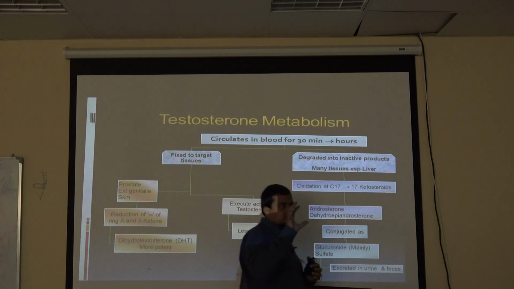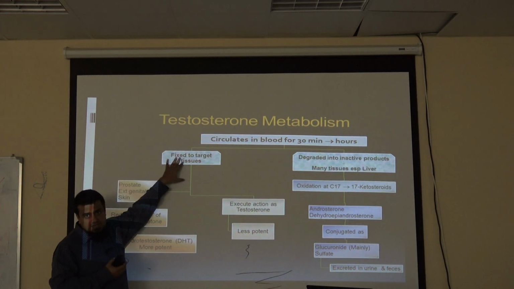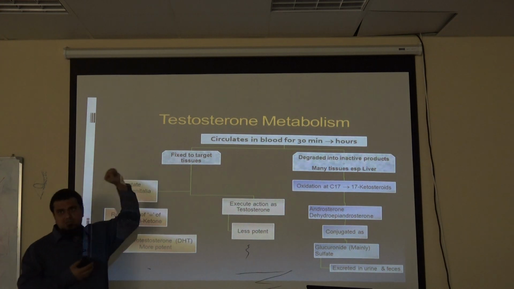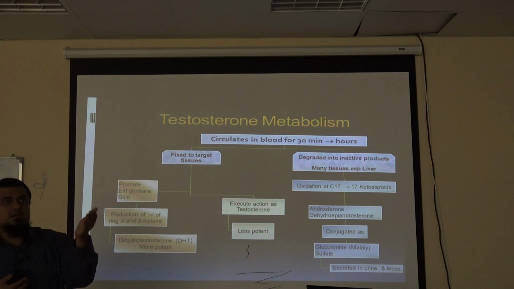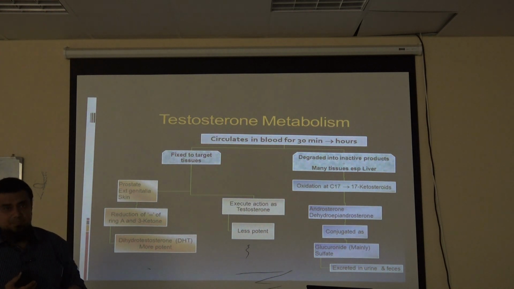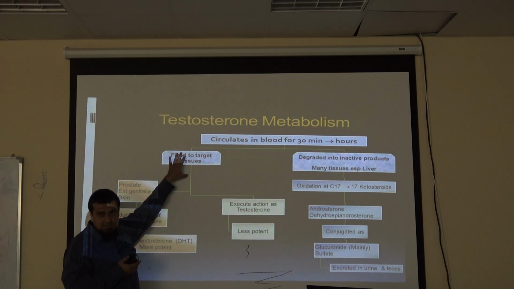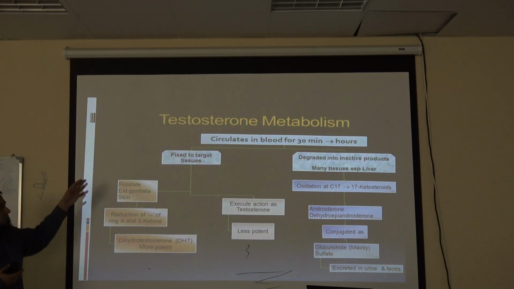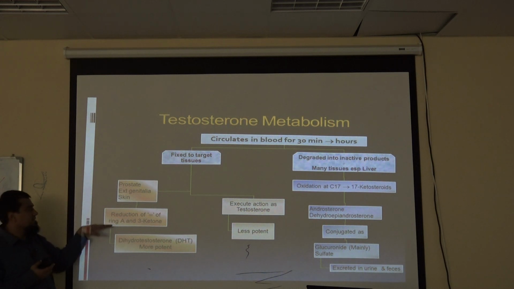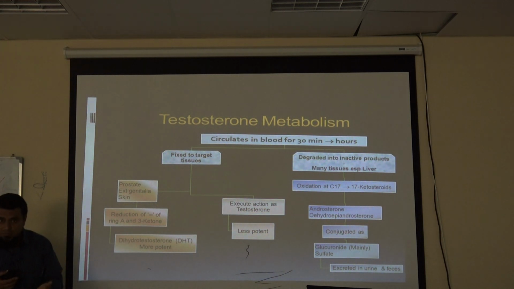Now, after they bind to the target tissues for their actions, Dr. Wajid will describe their target tissues in detail and their actions. Clear? So we are skipping the part of the actions and we are moving forward to metabolism. Clear? So they bind to the receptors in the target tissues. After their binding and execution of their actions, they are metabolized into inactive forms so that they can be excreted out of the body. Clear?